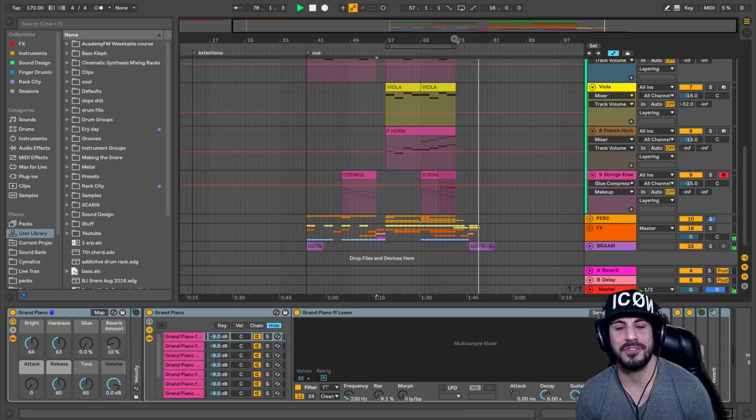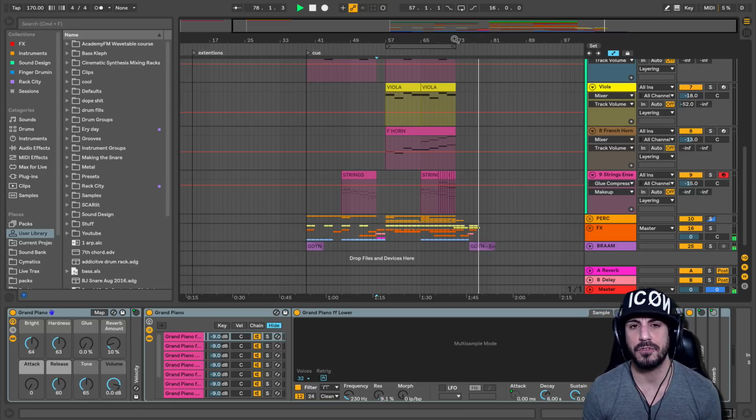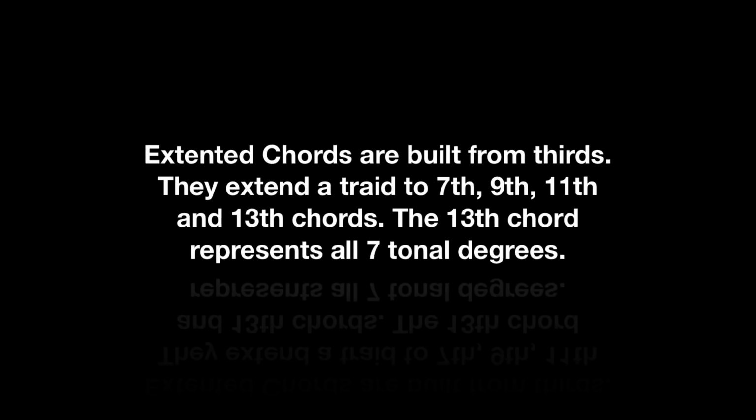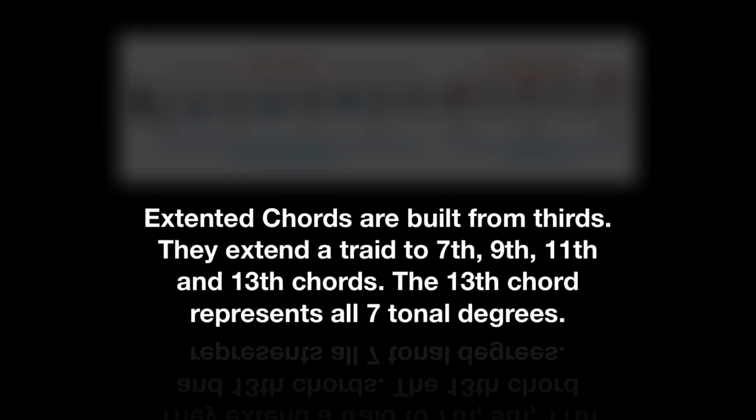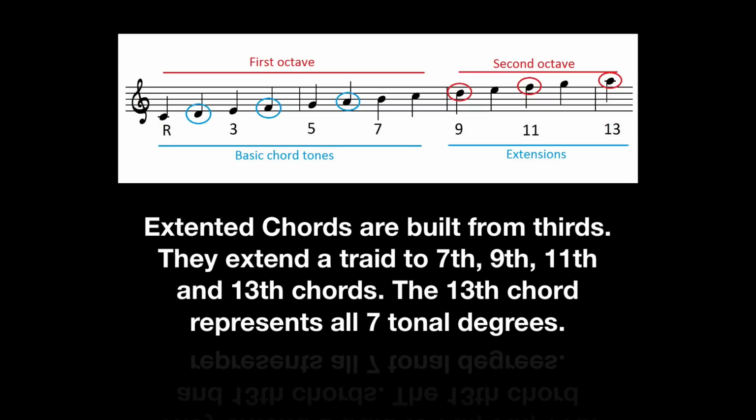All right, guys, that was just a little look ahead to the end result of what we're going to be building. But before we can get into all that, we have to understand what extensions are and how to use them. So what are chord extensions? Extended chords are built off of thirds and extend triads to sevenths, ninths, 11ths, and 13ths. 13ths are the farthest extensions as it represents all 7 tonal degrees. We can see in the diagram what this actually means.